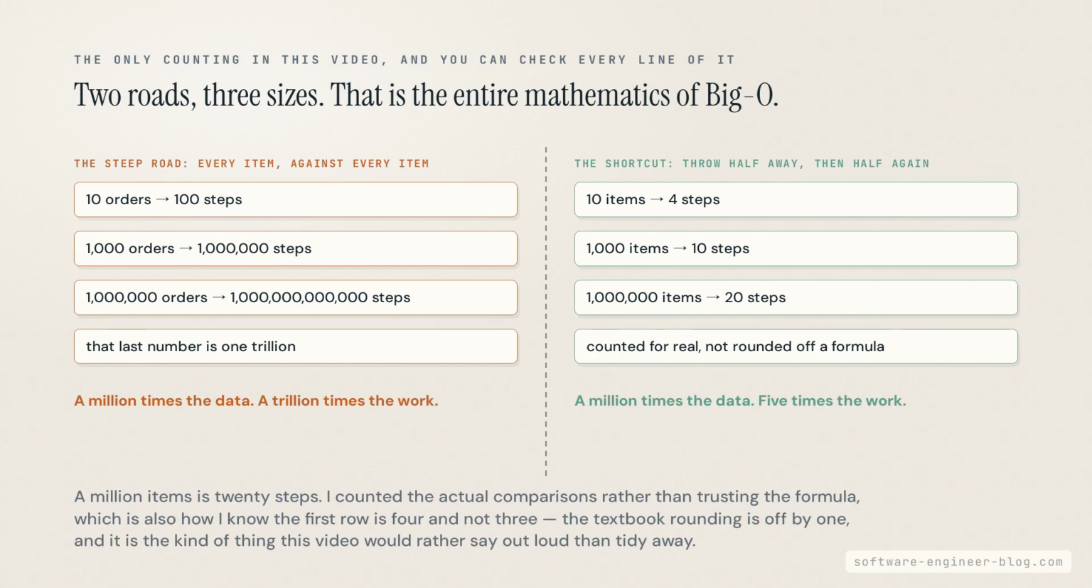One honest note, I counted the real comparisons instead of trusting the formula, and that is how I know the first row is 4 steps and not 3. The usual rounding is off by 1. This video would rather say that out loud than tidy it away.